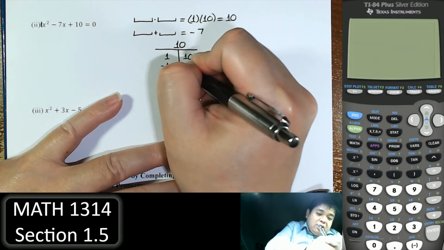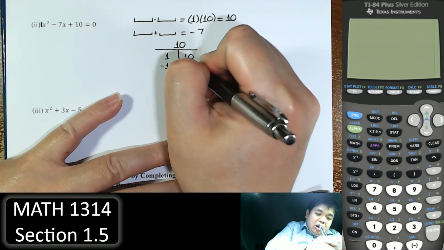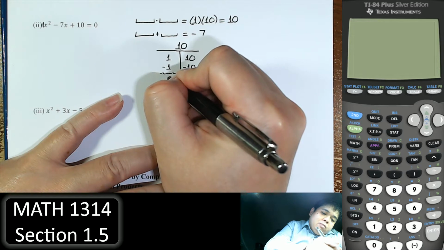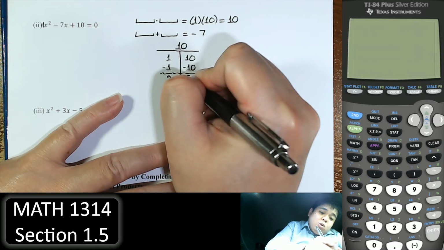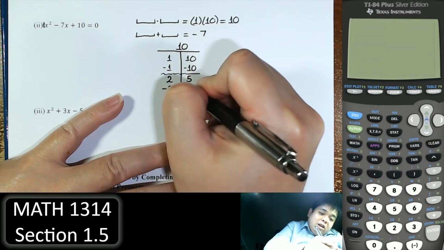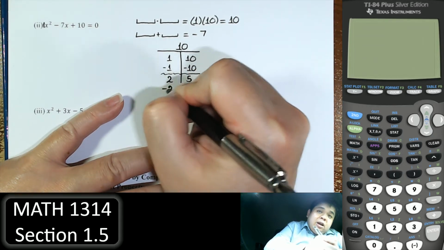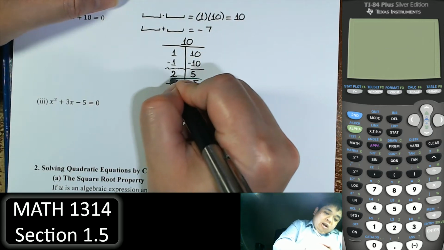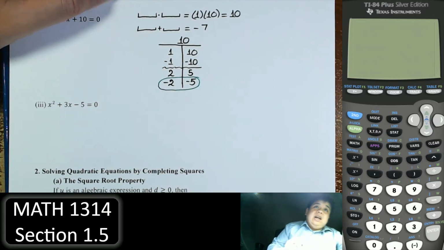Negative 1, negative 10. Again, they don't add up to negative 7. 2 times 5, that's also 10, but they don't add up to negative 7. But negative 2 and negative 5, negative 2 and negative 5 add up to the middle number. So this is the right combination: negative 2 and negative 5.